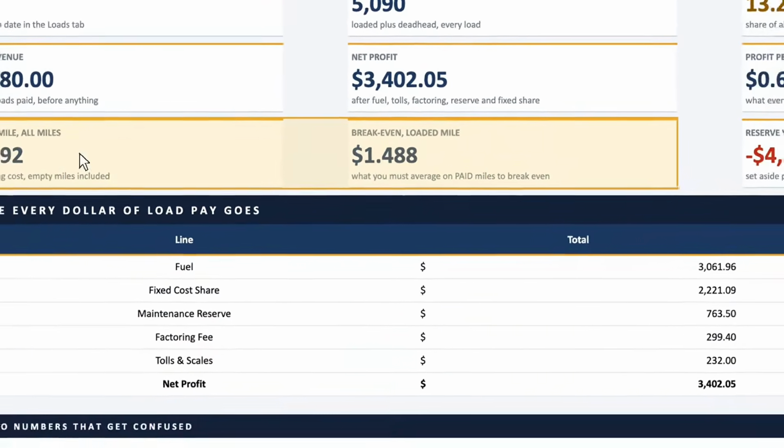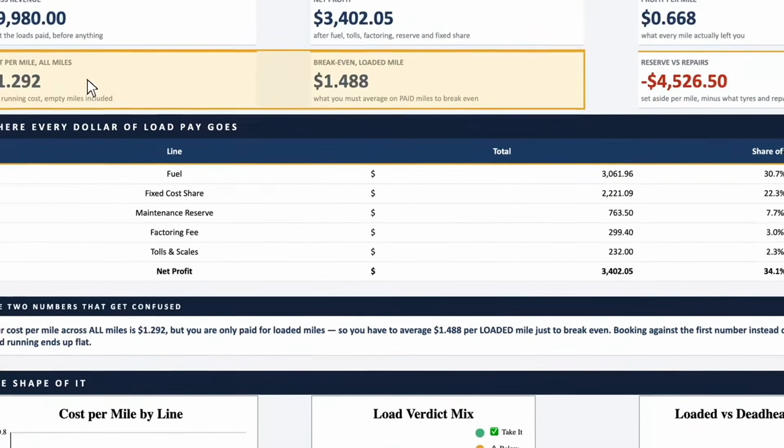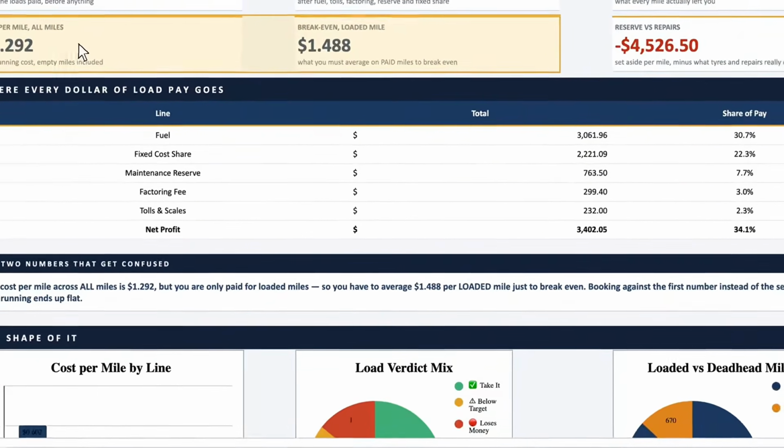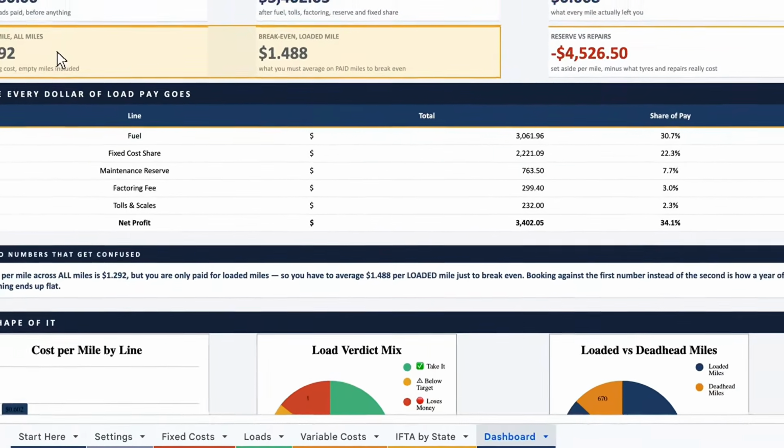Open it, put your own 6 numbers in, and log the last 3 loads you ran. If your cost per mile comes out higher than you expected, that is not pessimism. That is the 20 cents nobody was counting. Divide by all your miles, not just the paid ones.